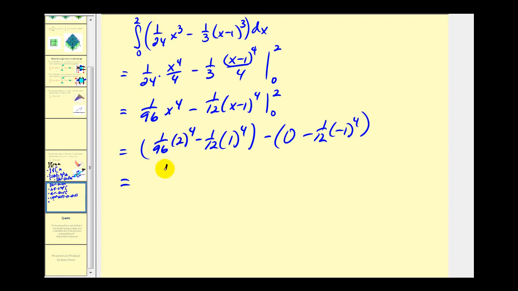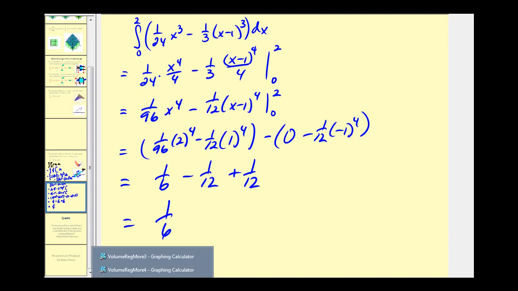So this ends up being 1/6. This will be minus 1/12. Over here, we're going to have minus a negative 1/12. That'll be plus 1/12. So finally, we have 1/6. So the volume over that triangular region would be 1/6 of a cubic unit.